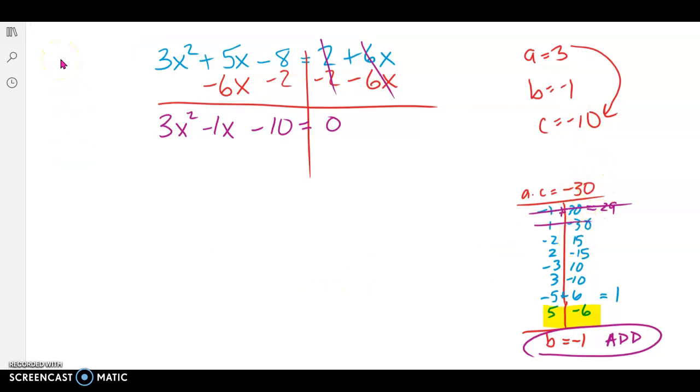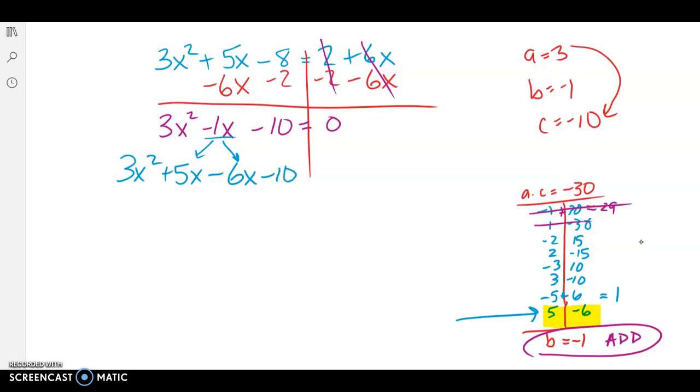So the next step is to rewrite our equation. The 3x squared stays the same, but the middle number splits. And what does it split into, you might ask? Look right here at the bottom, the 5 and the -6. So the -1x splits into a +5x and a -6x. Yes, they do need to have x's, because if we have a term, -1x, that's splitting, it needs to split into two things that are also x's.